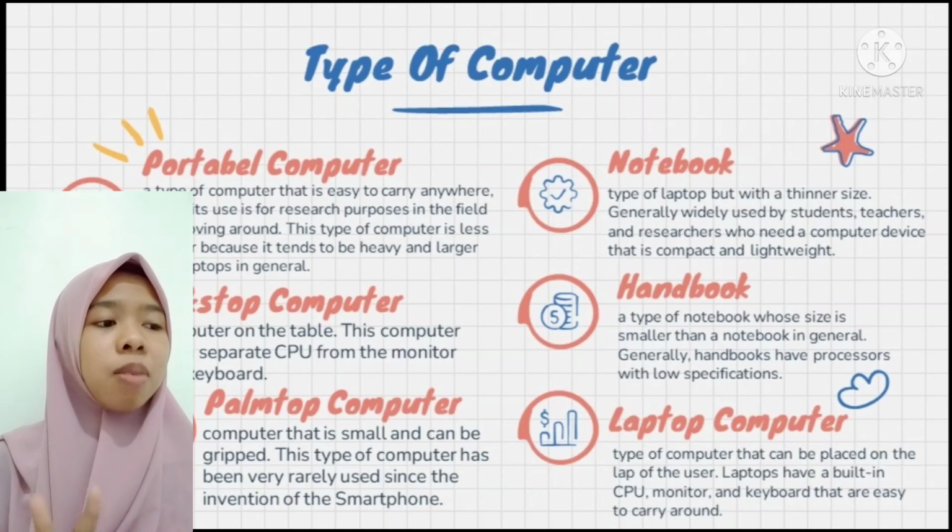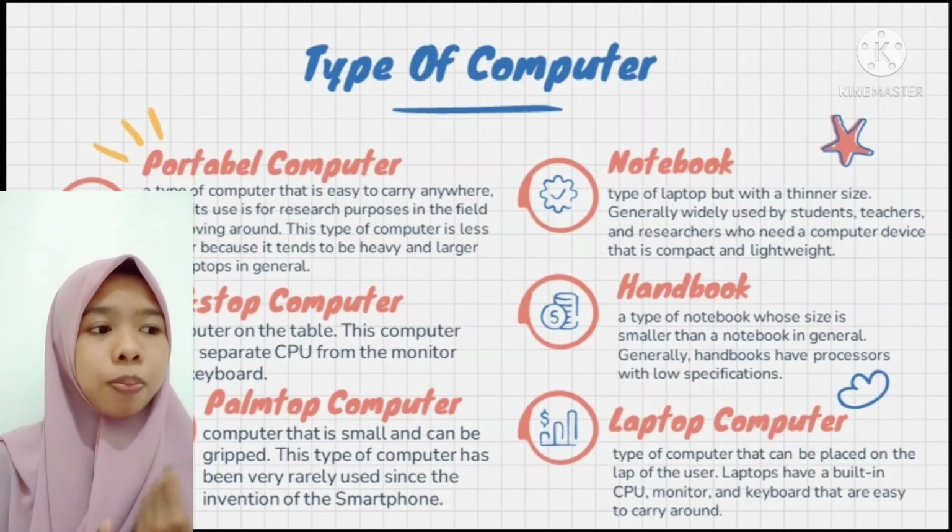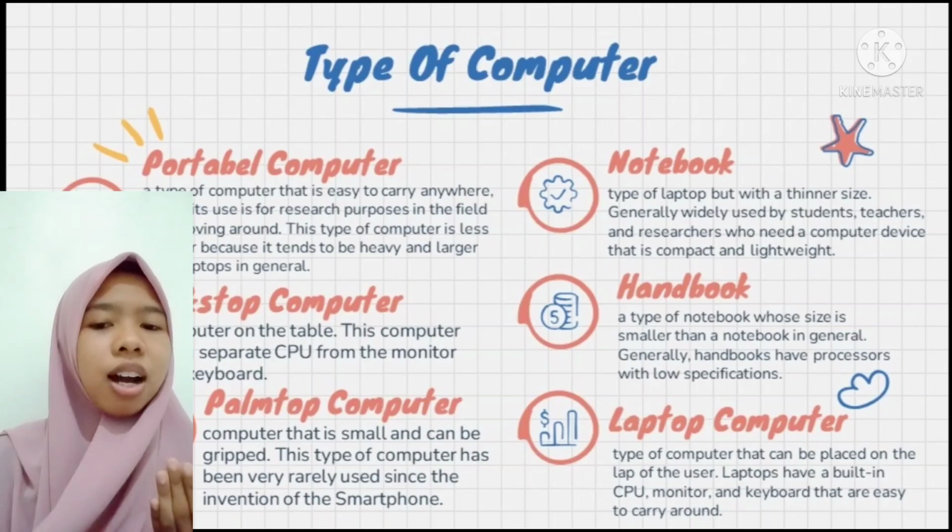And 6. Laptop computer. Type of computer that can be placed on the lap of the user. Laptop has a built-in CPU, monitor, and keyboard that are easy to carry around.